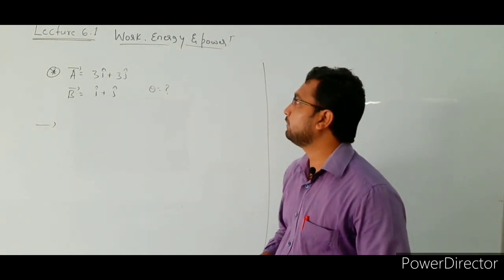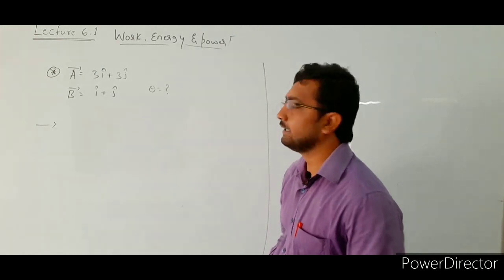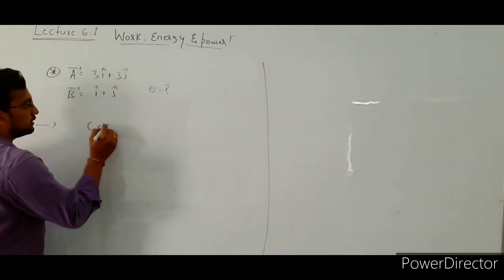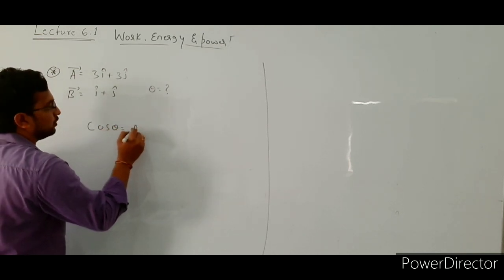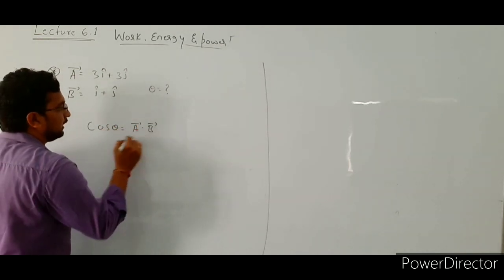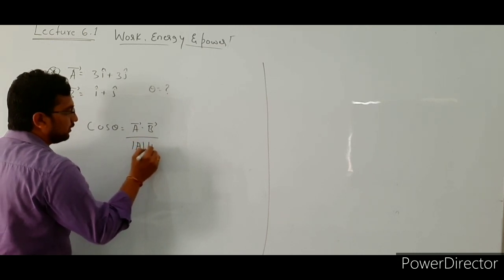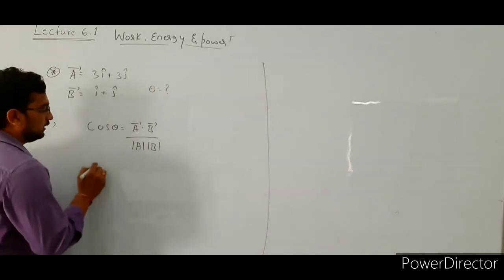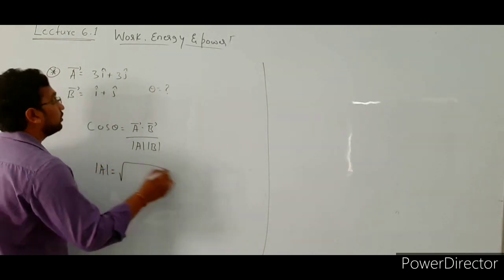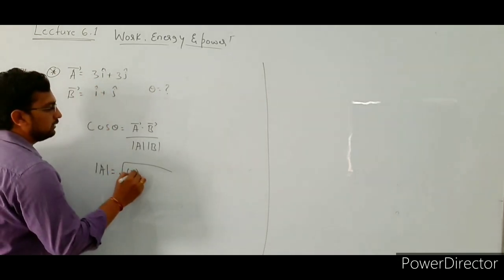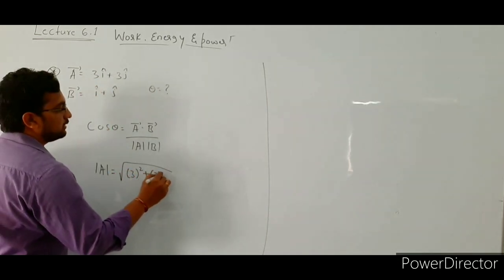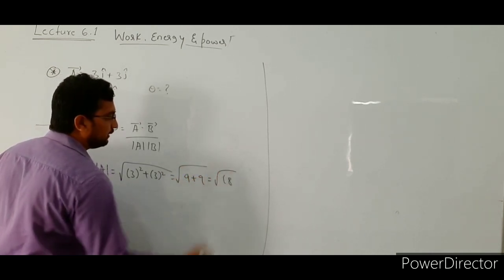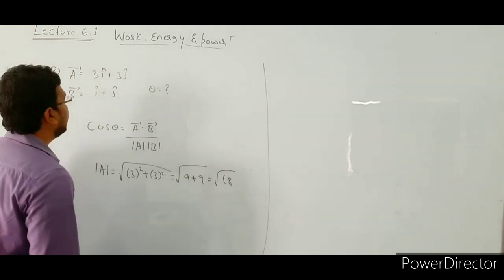A vector is equal to 3i cap plus 3j cap, b vector is equal to i cap plus j cap. Find out the angle between these two vectors. Okay, see here already we know the formula, that is cos theta is equal to a vector dot b vector divided by the magnitude of a vector into magnitude of b vector. First we are going to find out the magnitude of a vector, that is equal to under root of 3 square plus 3 square. So that is under root of 9 plus 9, that is equal to under root of 18.